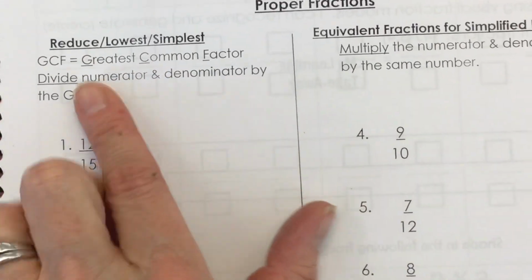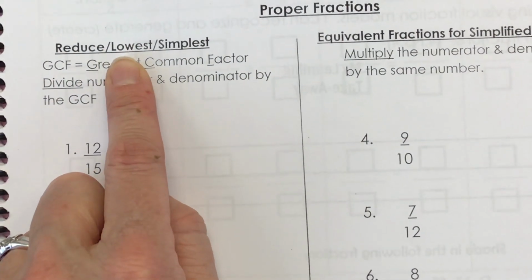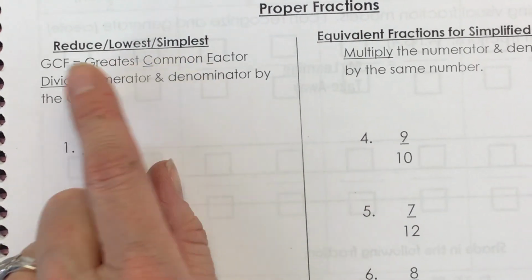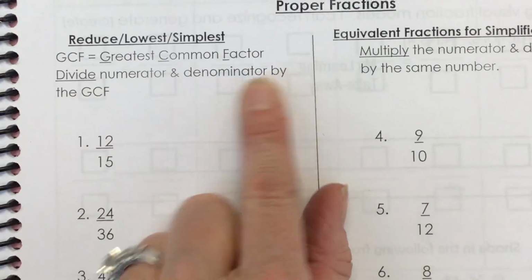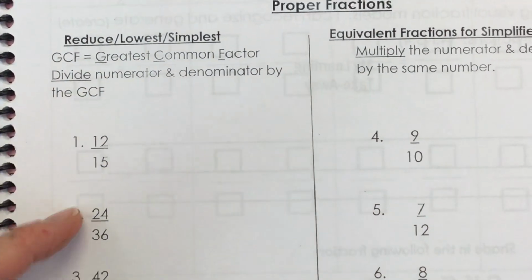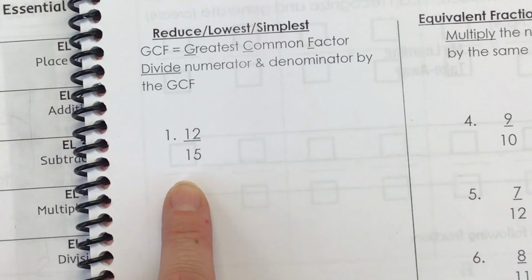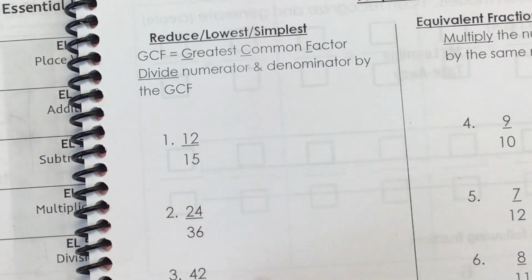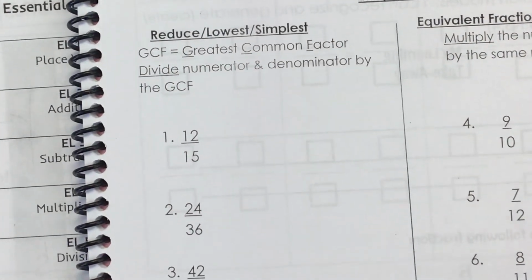Okay, so we're going to just practice reducing. And look, it's putting lowest terms or simplest forms. You have your greatest common factor that you can divide the numerator and the denominator by. So 12 and 15. What are my factors for 12? What are my factors for 12? AJ.